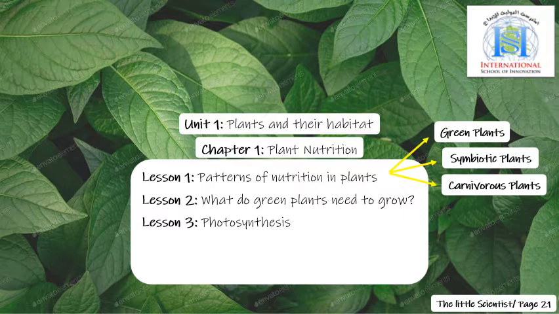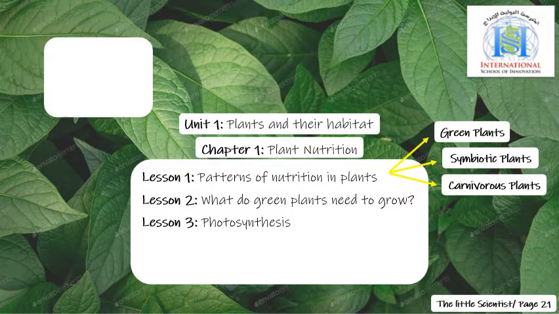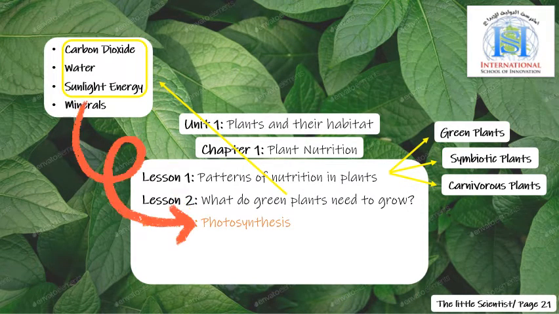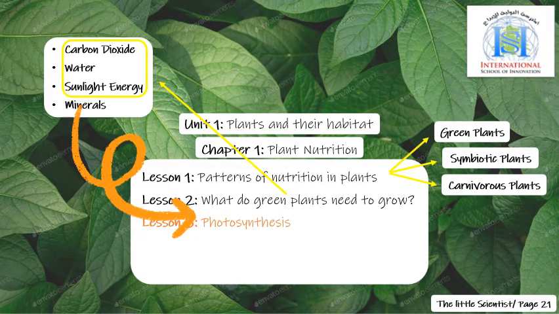What do green plants need to grow? We said that plants need four different things to live and grow: carbon dioxide, water, sunlight energy, and minerals. Actually, plants use carbon dioxide, water, and sunlight energy to go through an important process called photosynthesis. Minerals are important, but they don't go directly in the food making process that happens in green plants.